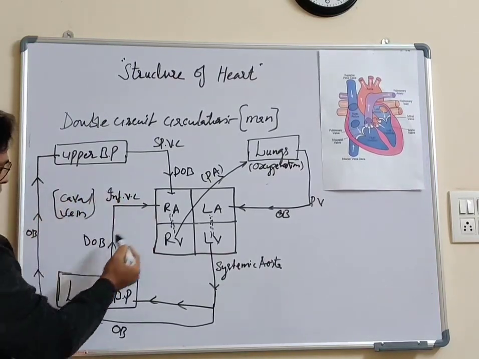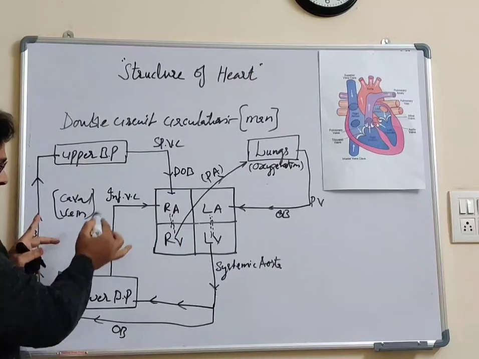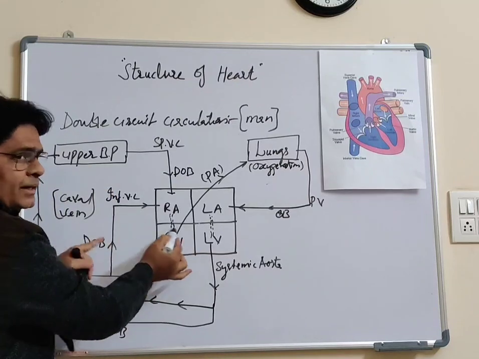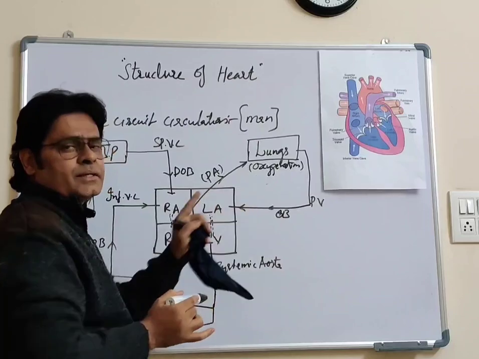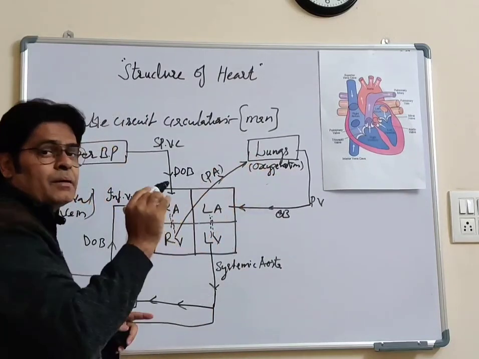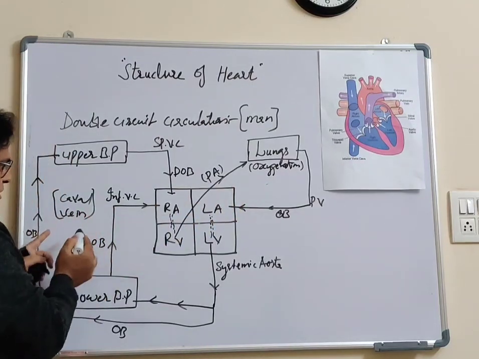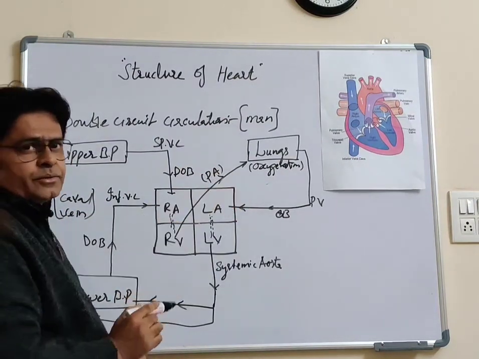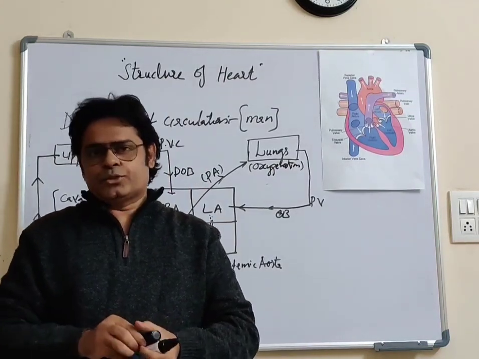Circulation between body parts and the heart is called the systemic circuit. Understood? Circulation between the heart and lungs is called the pulmonary circuit. Lungs come under pulmonary respiration. Remember, okay? So these two circuits are there: systemic circuit and pulmonary circuit. Clear? So now the next one.